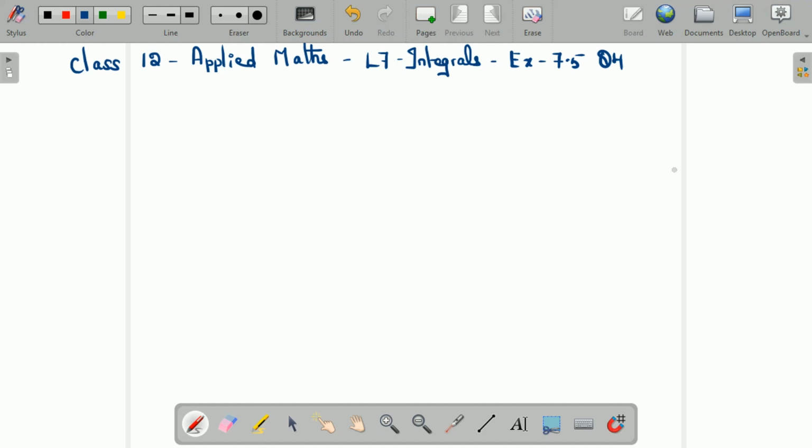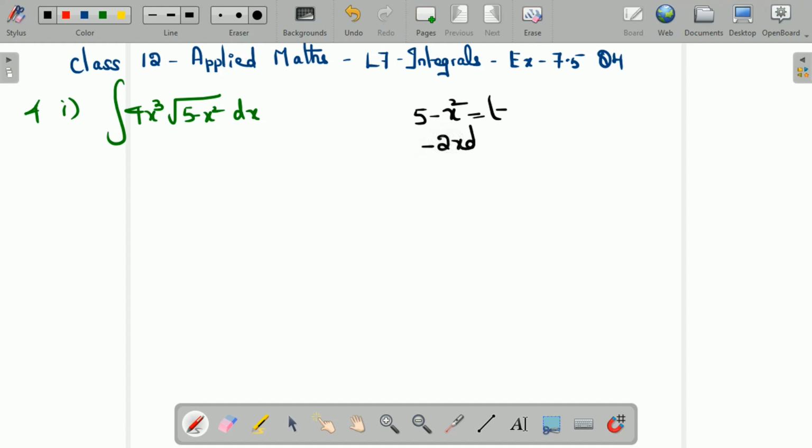In this video, let's find the solution for the fourth question in exercise 7.5. Let's look at the first subdivision, integral of 4x cube root of 5 minus x squared dx. So we're going to substitute 5 minus x squared as t. So on differentiation, you get minus 2x dx is equal to dt.